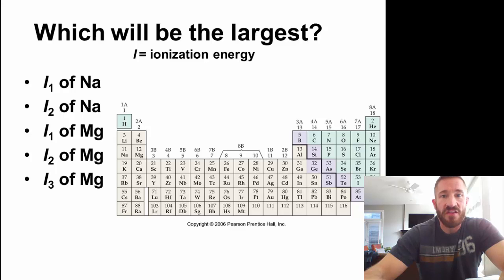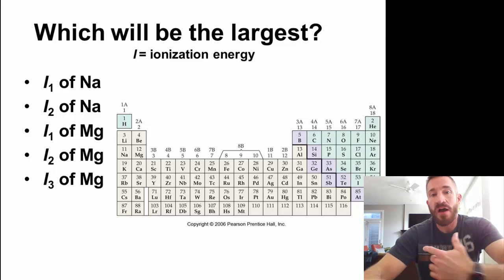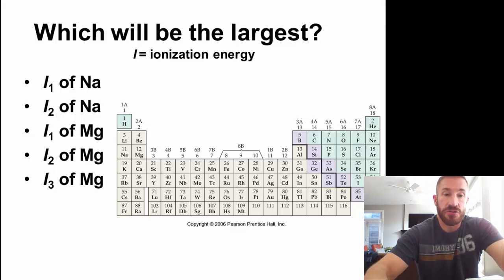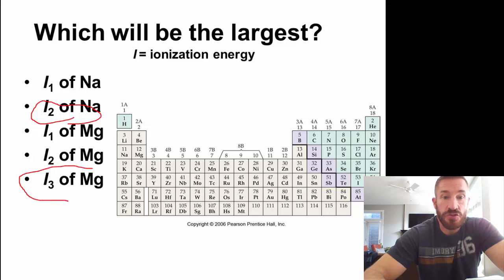So which one of these would have the largest ionization energy? Now remember, ionization energy increases with each successive ionization energy. So we have the second ionization energy of sodium, we pick that out of all the sodiums, and the third ionization energy of magnesium. Now notice for each one of these, it's the first time we're going to be removing a core electron. So which one do you think would be greater?